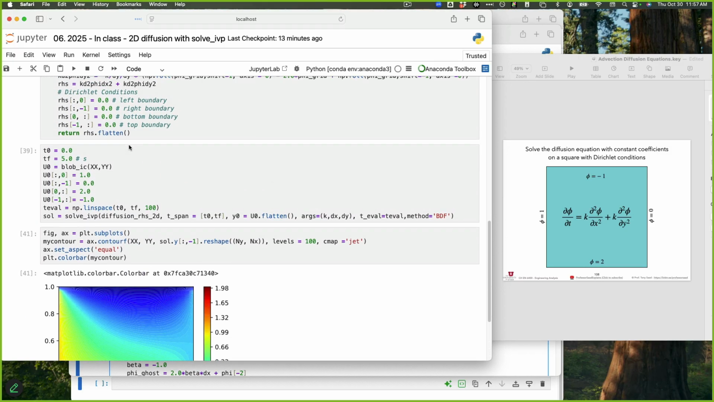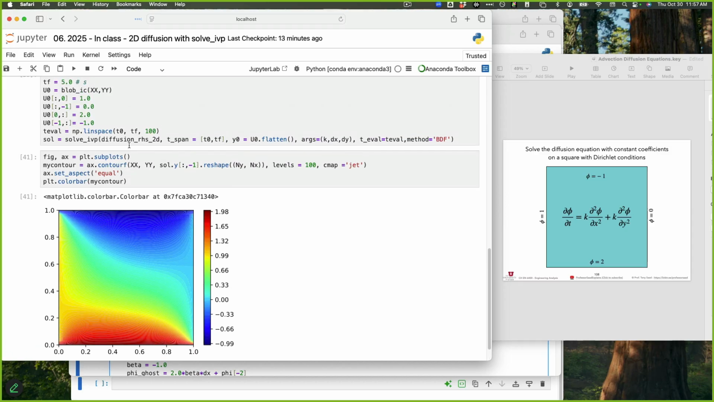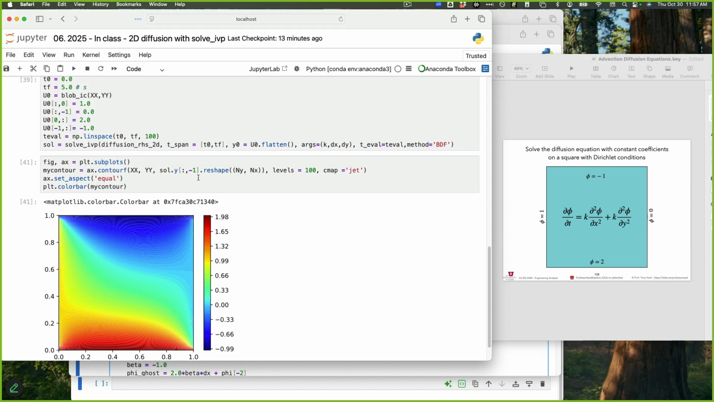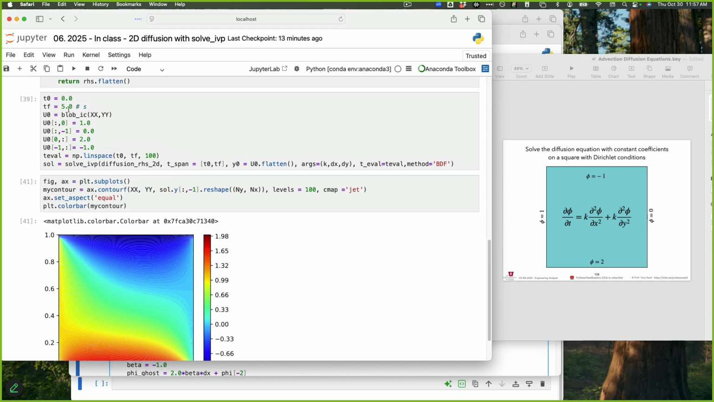You can change your diffusion coefficient. If your diffusion coefficient is larger, it's going to diffuse faster. Okay, it's going to diffuse faster. If your diffusion coefficient is smaller, it's going to take more time to diffuse. The larger your diffusion coefficient, the more stiff your system of equations is going to be. Okay, so let me change, so here we are at the end time, which is 5 seconds.